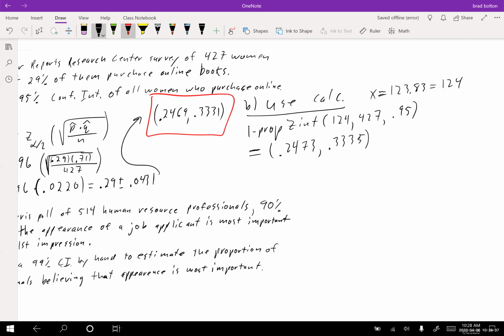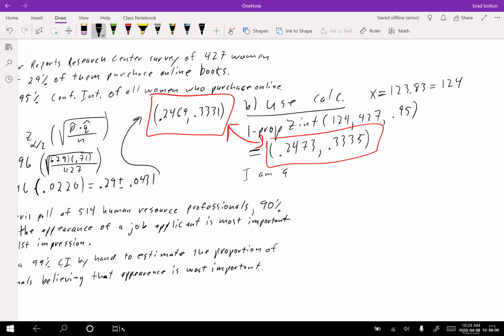Okay, so this would be the answer from the calculator. And once again, you see that they're really close to the same. They're both within about 6/10,000ths of each other, or 4/10,000ths of each other. So it's pretty much the same percent. If you were to call one of them, you'd say the first one was 24.7% and the other one's 24.7%.